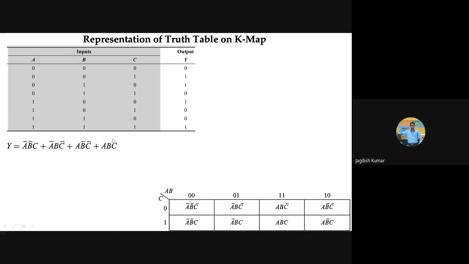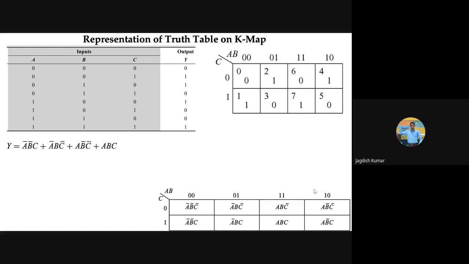A, B bar, C bar is sitting here, 1 here. A, B, C here, so you will place 1 here. At every other place will be written 0. So that's the K-map for this particular truth table.